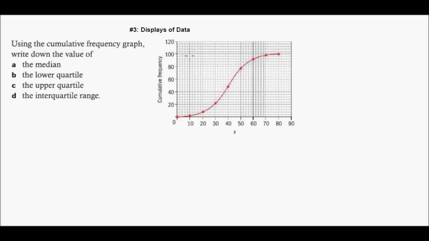So basically, you always look at the top value. There's 100 kids in this. Now, this is a tricky one because the graph goes up to 120, but there's really only 100. Okay, so write down the median.